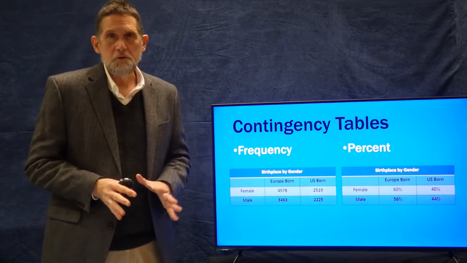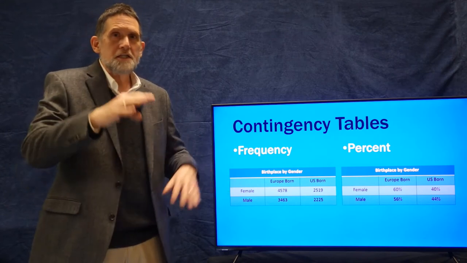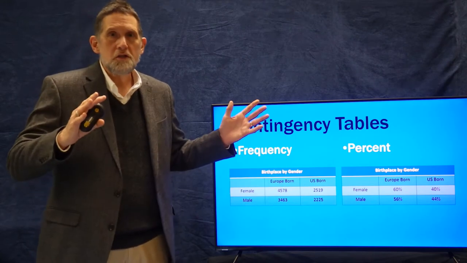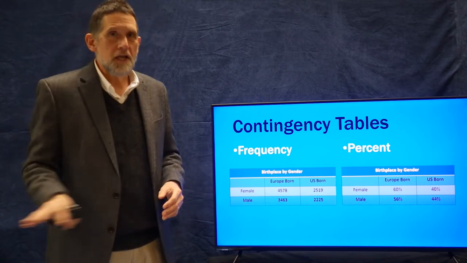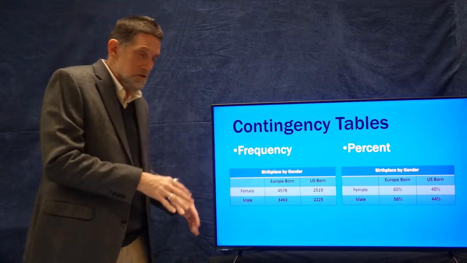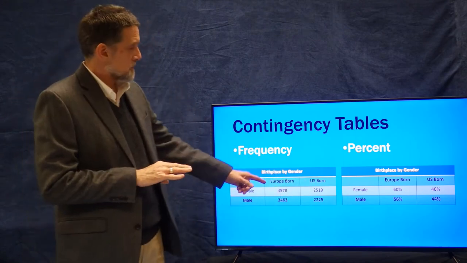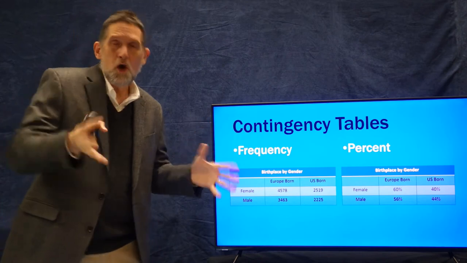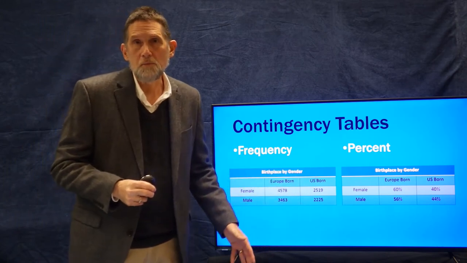Here are contingency tables. They're sometimes called crosstabs or cross-tabulations because you're looking at tabulations across two variables. This is going to become really important when we talk about a statistical procedure called the chi-squared test, but that'll be towards the end of the course. If we look at a contingency table with frequencies, here we've got males and females, European-born and US-born. You remember earlier we were looking at European-born and US-born, and looking at a table just showing those numbers.